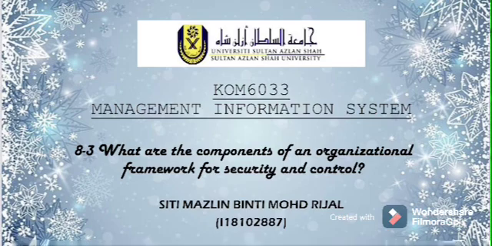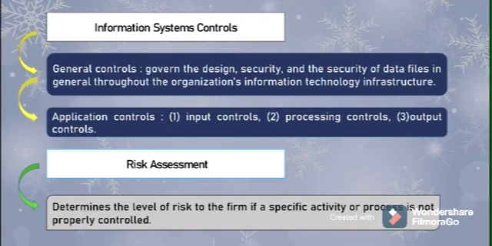Okay, I want to explain about subtopic 8.3, which is: what are the components of an organizational framework for security and control. Information system general controls govern the design, security and use of computer programs and the security of data files throughout the organization's information technology infrastructure. On the whole, general controls apply to all computerized applications and consist of a combination of hardware, software and manual procedures that create an overall control environment.